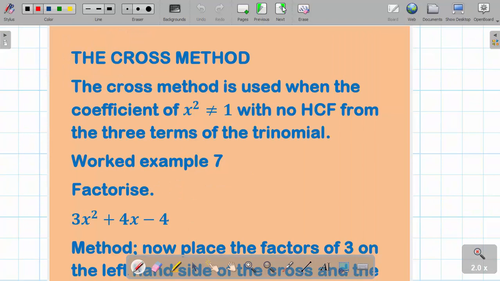Now this one brings us to the cross method. The cross method is used when the coefficient of x squared is not equal to 1 and with no highest common factor from the three terms of the trinomial. We take example 7 here.